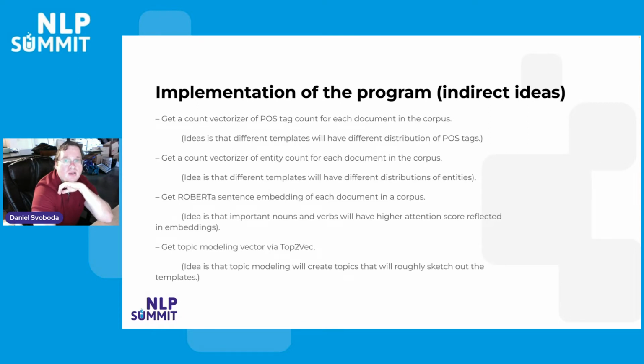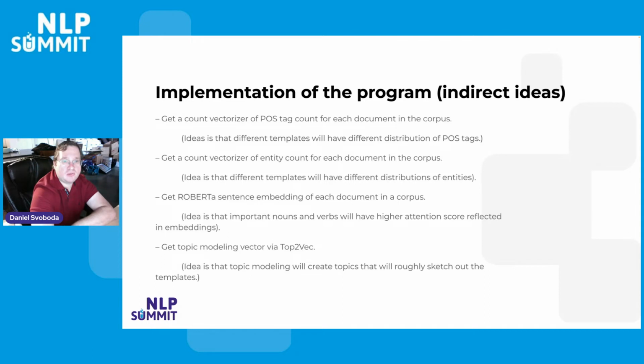So some indirect ideas, which the paper kind of only hints at, but which I implemented on my own, was to get a count vectorizer of the part of speech tags on the idea that different templates will have different distributions of part of speech tags. Another would be to get a count vectorizer of the entity counts. So for all extracted entities, I would get the count of all the entities in the given document. The idea is that, again, different templates would have different distributions of entities.